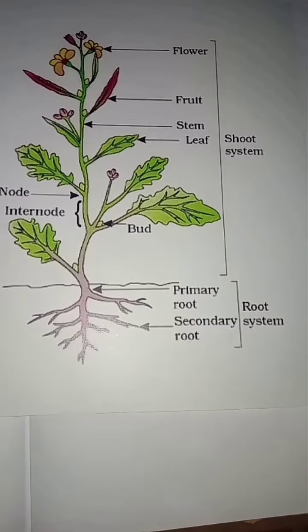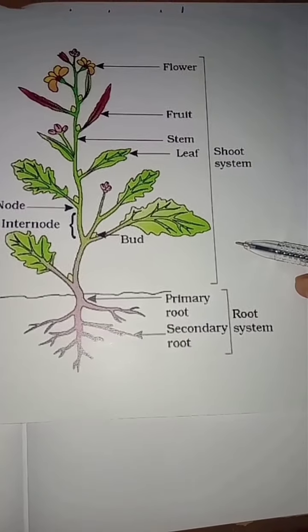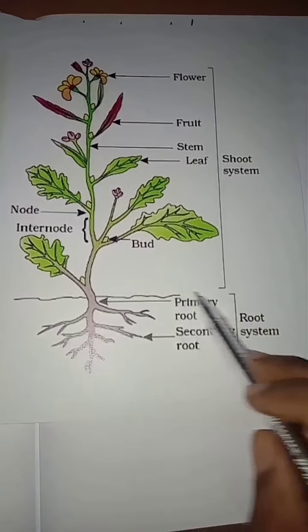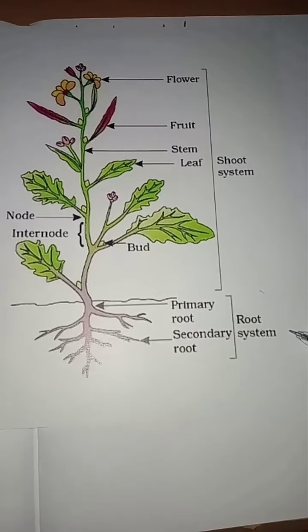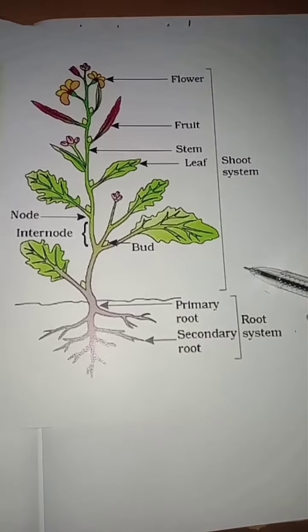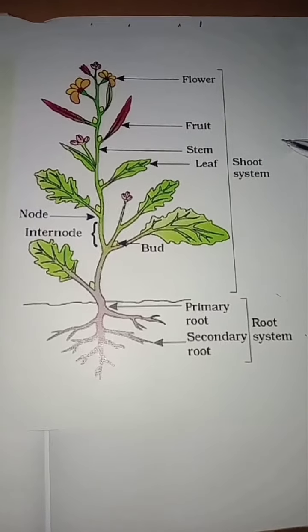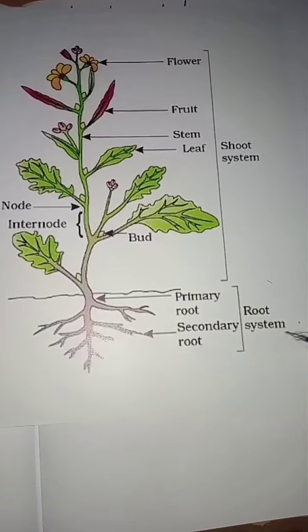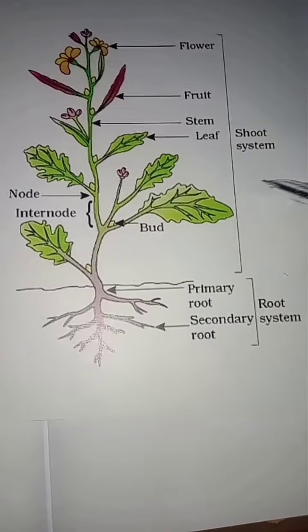Before that, the total plant: the part which is below the ground is called the root system, and the part which is above the ground is called the shoot system. What I say, children, the part of the plant below the ground is called the root system, and the part above the ground is called the shoot system.